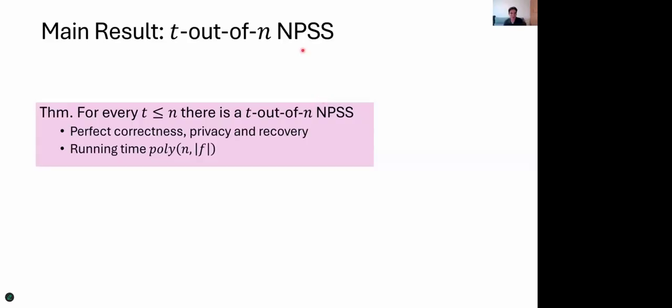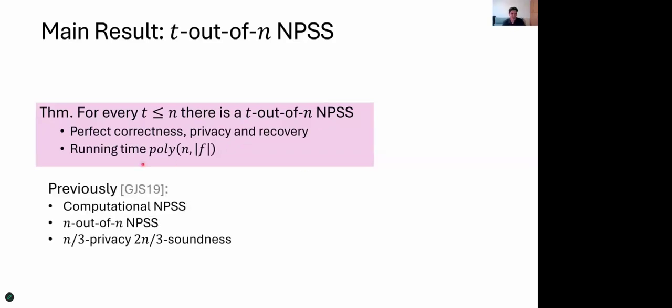So our main theorem shows that for every T and N, you can get T out of N MPSS, information theoretically and efficiently. Previously, as I mentioned, Goyal et al. had their own notion of MPSS. It was computational, and they were able to construct only N out of N MPSS, or MPSS with a gap between the privacy threshold and the correctness threshold, like one third versus two thirds.